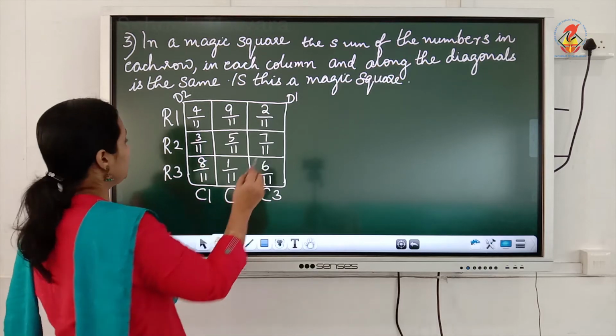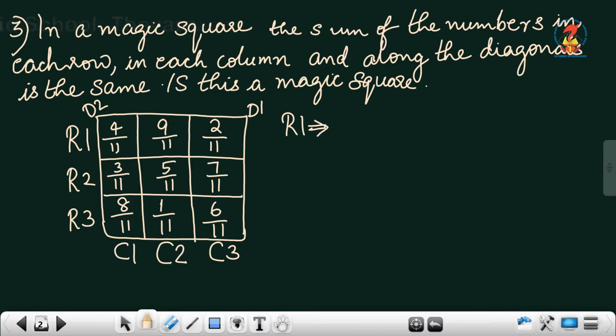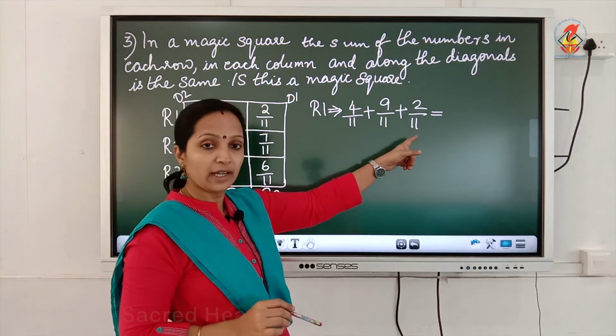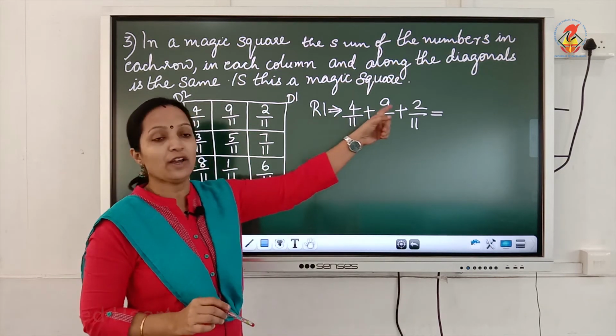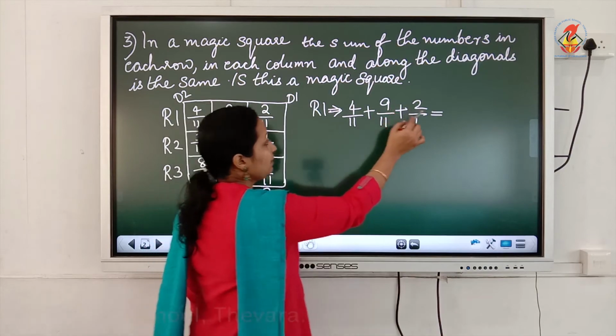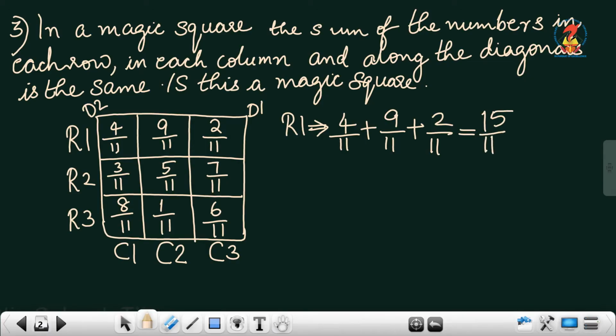Okay. So, let us find out the row 1, R1. Row 1 answer: 4 by 11 plus 9 by 11 plus 2 by 11. R1 means first row. And you can see that they are all like fractions. If it is a like fraction, you have to add only the numerators. 4 plus 9, what is the answer? 13. 13 plus 2, 15. See, we got the first row answer as 15 by 11.